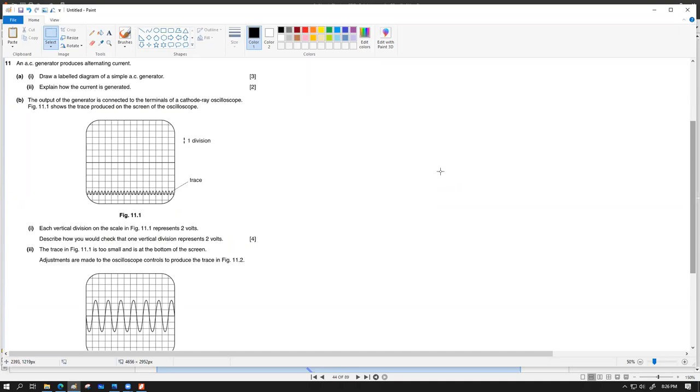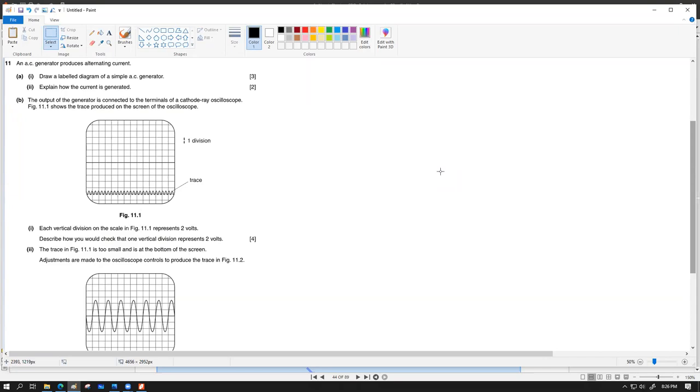Question number 1 says, each vertical division on the scale in 11.1 represents 2 volts. So the Y gain is 2 volts per division. Describe how you check that one vertical division represents 2 volts. So this is a question about checking your CRO, whether the CRO is telling you the truth about each individual division for height. This question is about checking whether the cathode oscilloscope is accurately calibrated, or is it measuring without any error.